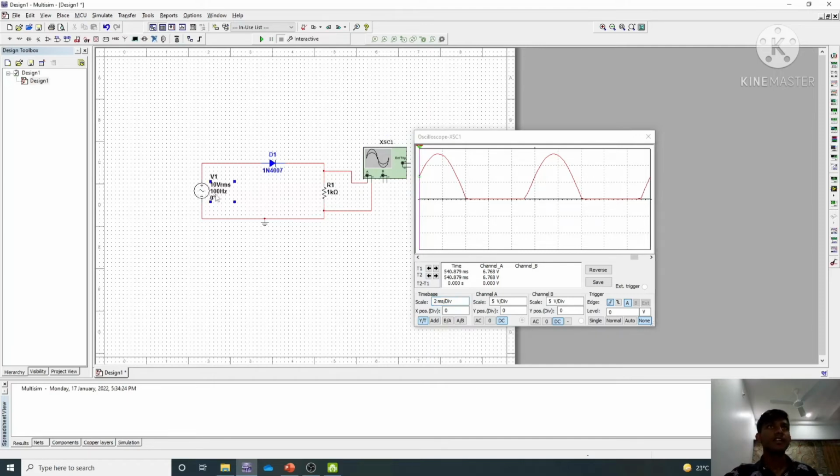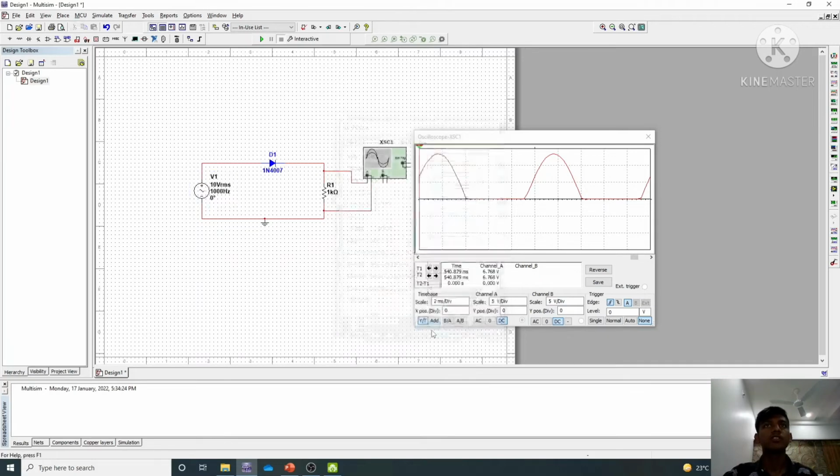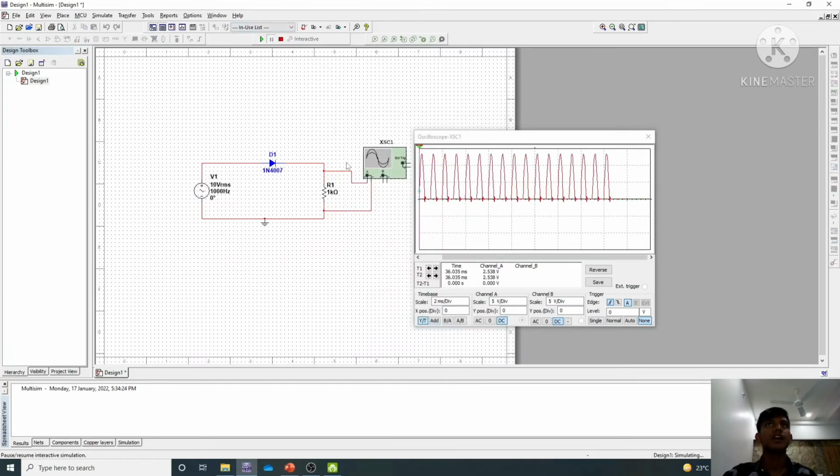Now we will increase frequency. Frequency is basically the number of cycles performed in 1 second. So this is a 100 hertz frequency. It means 100 times conversion from positive to negative and negative to positive will be performed. We will increase frequency to 1000 hertz. Now we will see the output.